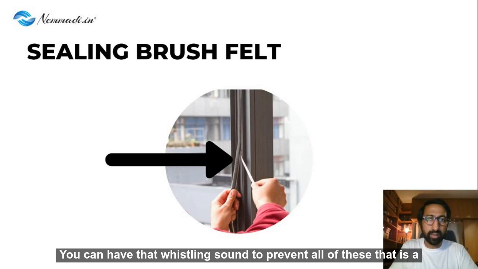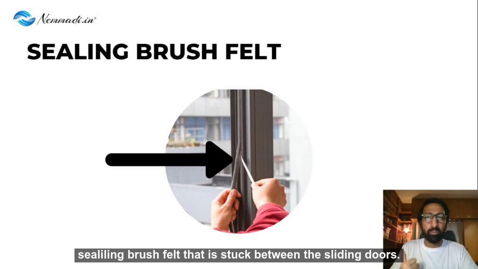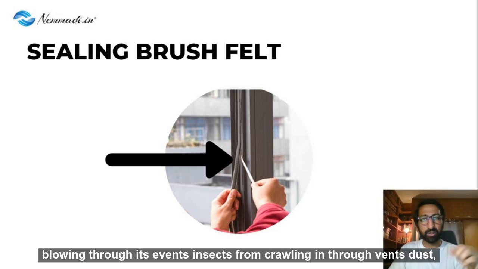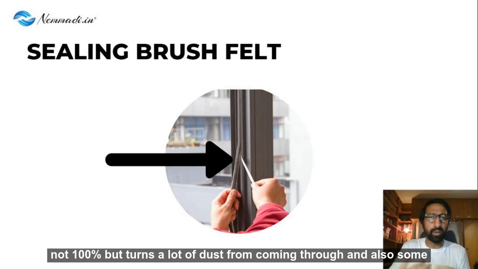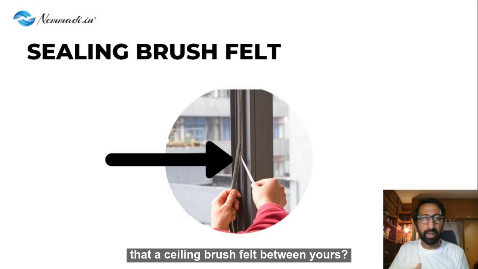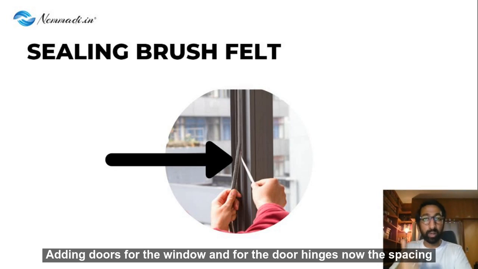To prevent all of these, there is a ceiling brush felt that is stuck between the sliding doors. This prevents the whistling because of wind blowing through. It prevents insects from crawling in. It prevents dust, not 100%, but prevents a lot of dust from coming through, and also some amount of noise, right? So you want to go through and check if you have that ceiling brush felt between your sliding doors for the window and for the door. Yeah, let's go to the next one.